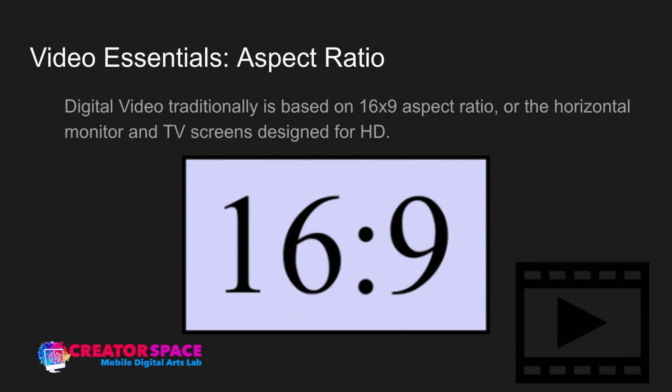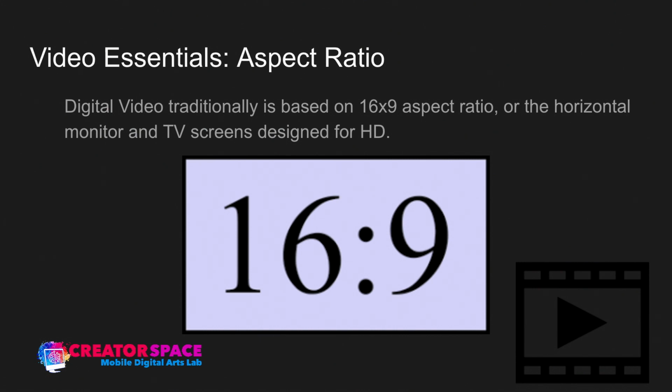And then early video used to be 4 by 3, or 4 to 3. So it was almost a square. So 4 horizontal to 3 vertical, that kind of square image. And you can see that in the bottom right, that little square with the play arrow. That's kind of like what a square TV image would look like, right?